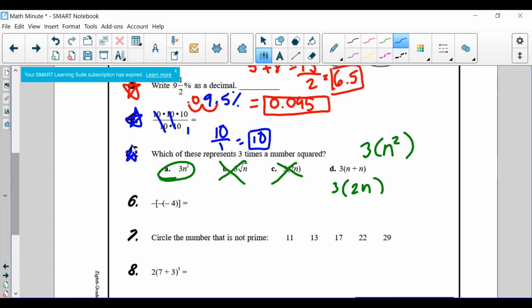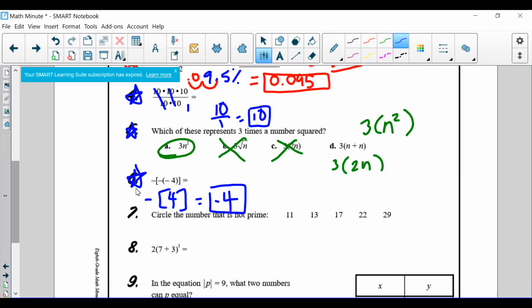Now let's go over number 6. We've got a lot of negatives here, and just a reminder that negative times a negative is a positive. So we've got negative times negative 4, that's going to be positive 4. Then we're going to put the negative out here, and we go, okay, negative 4, that's going to be negative 4. You got negative 4, nice work.